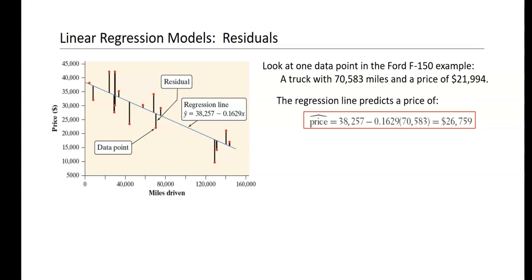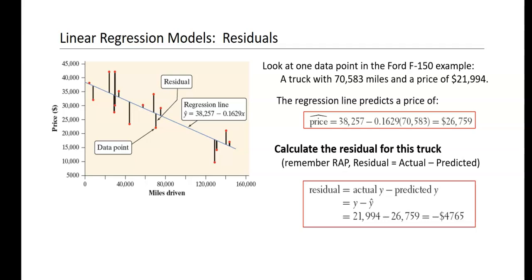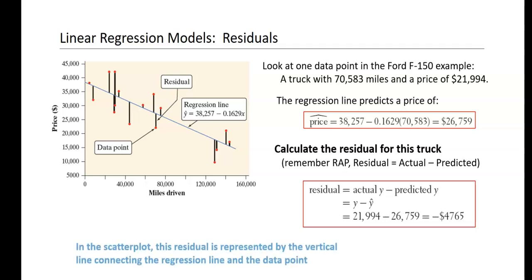Now, in my mind, this guy got a pretty good deal on a car because he bought it for 21,994, which is almost 5,000 below retail price, or below the price that was predicted there. So in this case, a negative residual is good for him if you're a buyer. If you're a seller, maybe not. So the formula is RAP, residual equals actual minus predicted. The actual was 21,994. That's what he bought it for. The predicted price was 26,000. So it'd be 21,000 minus 26,000 is $4,765. So it's negative, which means he bought it at a discount in the context of the problem, I think.